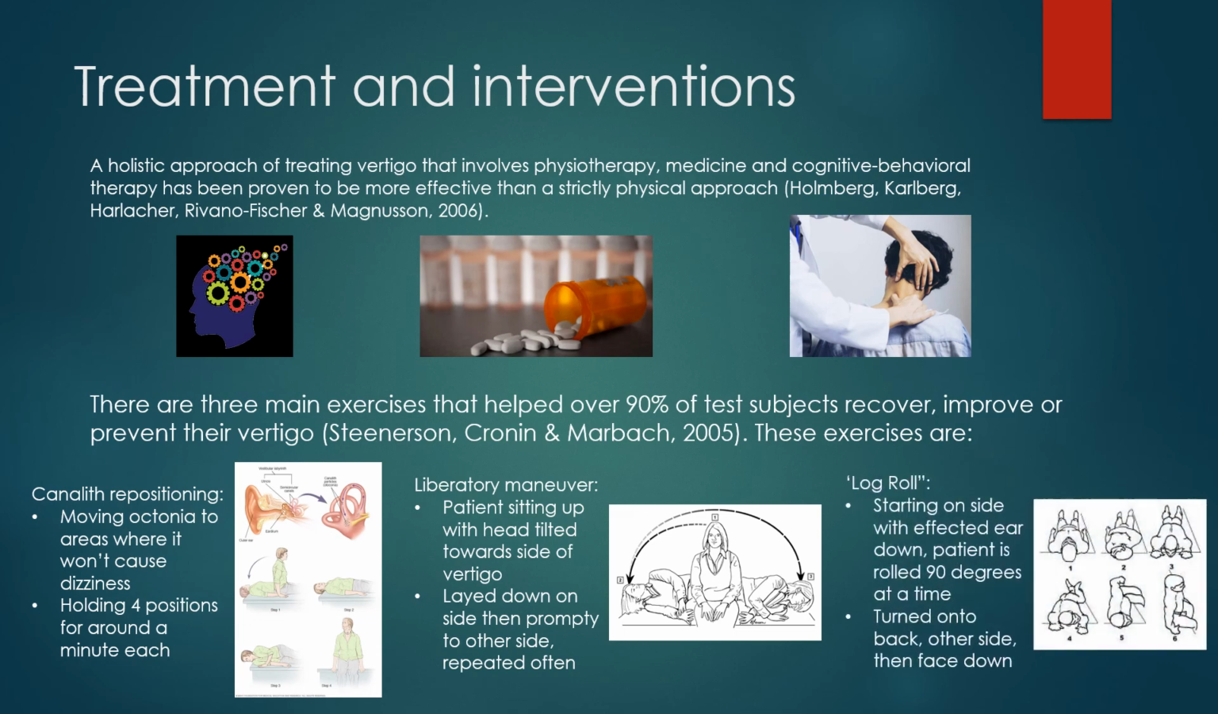The last exercise is the log roll. It involves starting on the side with the affected ear down. The patient then does a full roll, 90 degrees at a time. They are first turned onto their back, then their other side, and then face down. After the patient has completed a full roll, they sit up on the side of the bed and once again let their head rest.